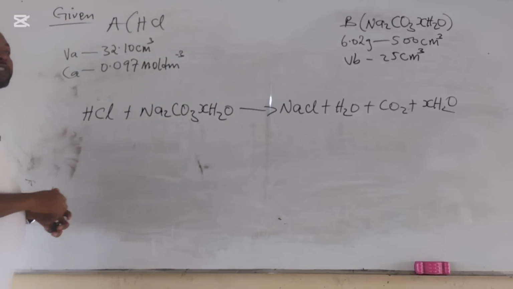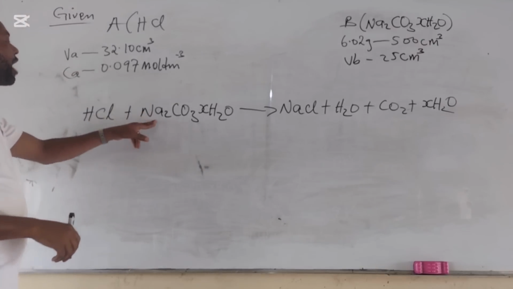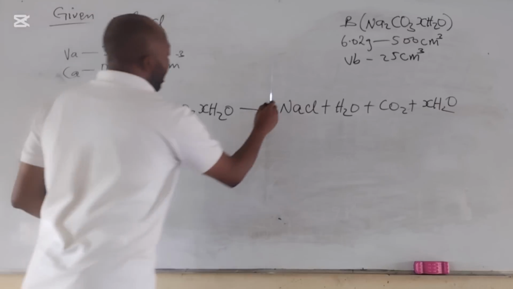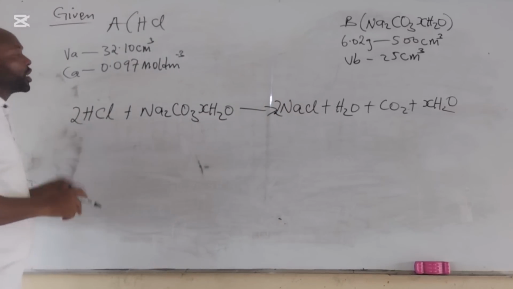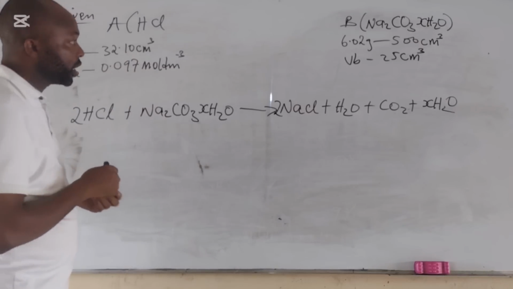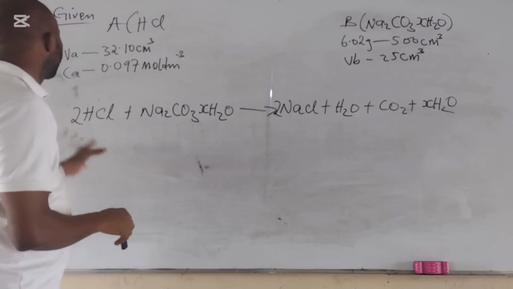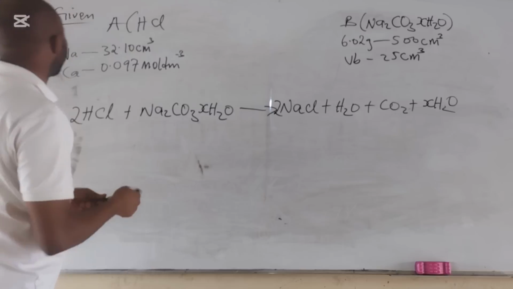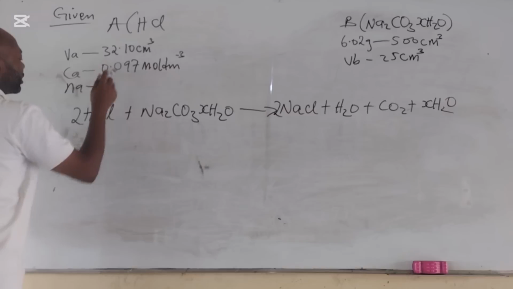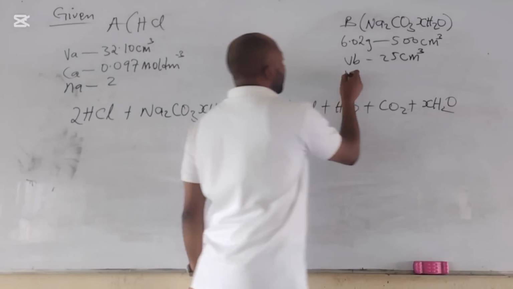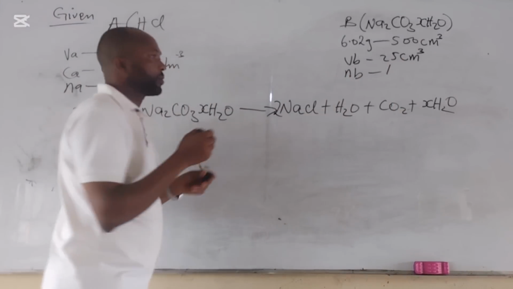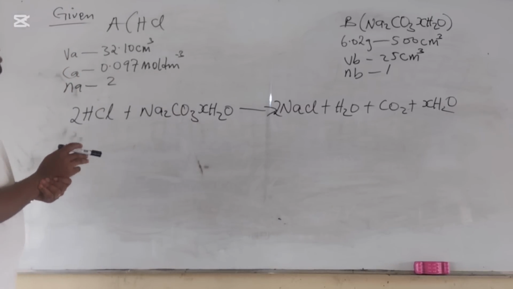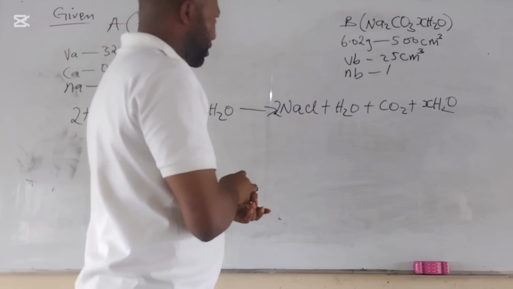Let's check if it's balanced. We have 2 sodium on one side, 1 on the other. So if I put 2 here, I can put 2 here. I have 2 sodium now. Chlorine is now 2, chlorine is 2. Water is 2 hydrogen, 2 hydrogen. I think it is balanced. So by virtue of that, we have NA is 2 and our NB is 1. Then we can proceed to get whatever they want us to do.